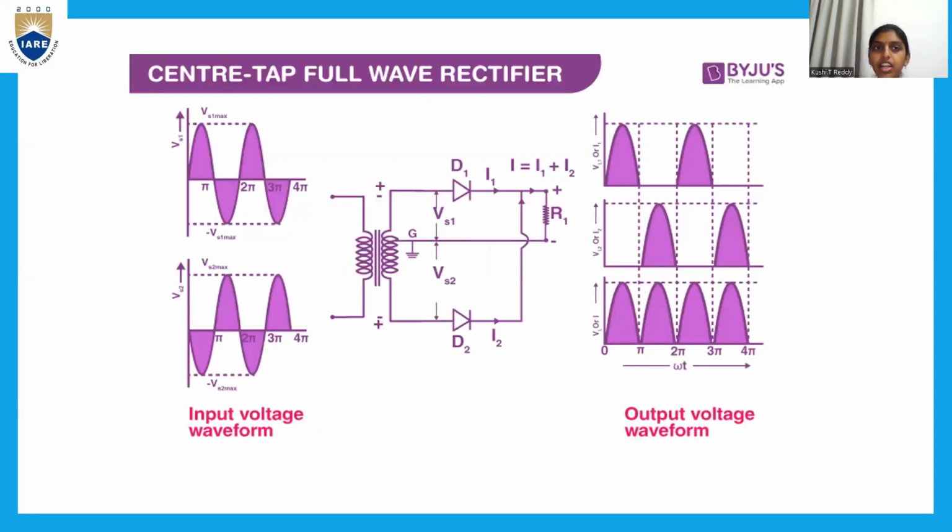So this is a complete diagram of the center tap full wave rectifier. Input voltage is taken in this waveform and it goes through the following conditions, and you will get the output voltage waveform in this way.